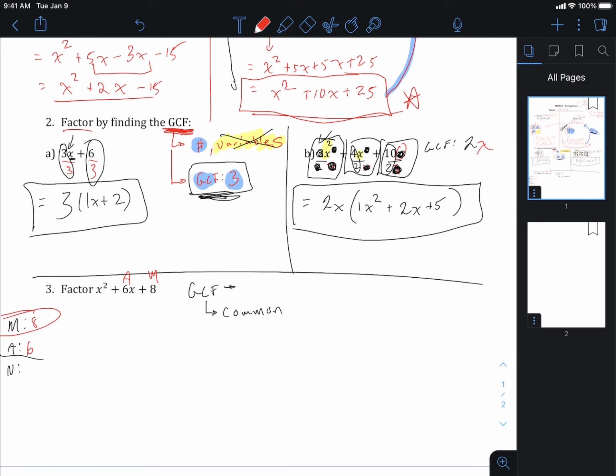And I always start with the multiply. Okay, 1 times 8 works. That multiplies to 8, but I can't make that add to 6. So that's a problem, I can't use that one. So if 1 doesn't work, what does 2 work? 2 times what equals 8? 2 times 4. Oh, look at that. 2 times 4 equals 8, but 2 plus 4 also equals 6, right?